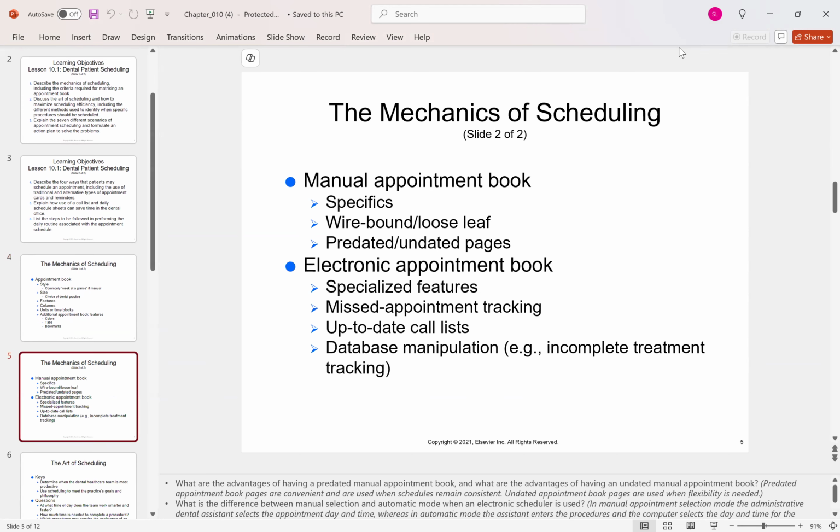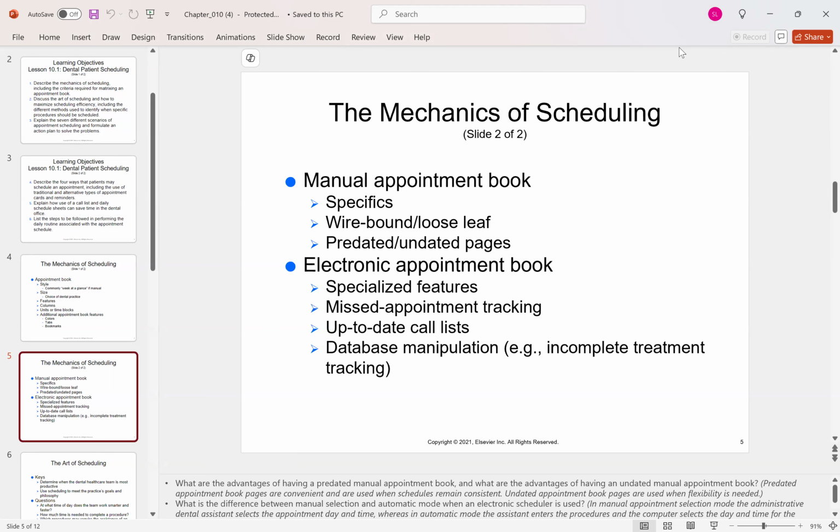So for the appointment book itself, we have the option of manual or electronic. With our manual, it's going to be just a physical appointment book that is typically kept up front. It can be wire bound or loose leaf, and the pages can be predated or undated. So with our predated pages, we have ease of use. We can kind of look in and see what the date is and fill it out that way. With undated pages, though, we are really getting the most out of our manual appointment book because we can tailor it to the days that the dental office is open.